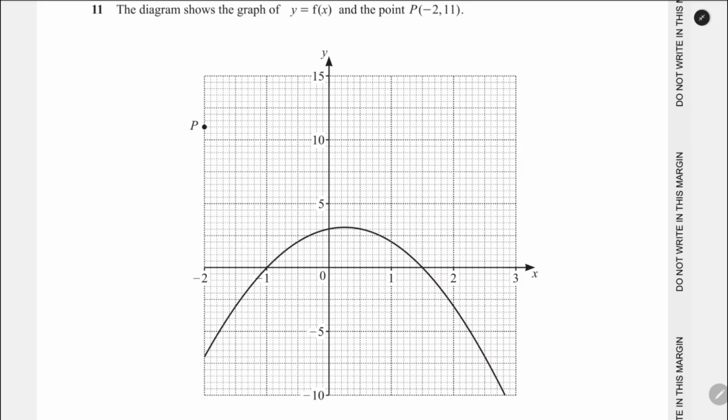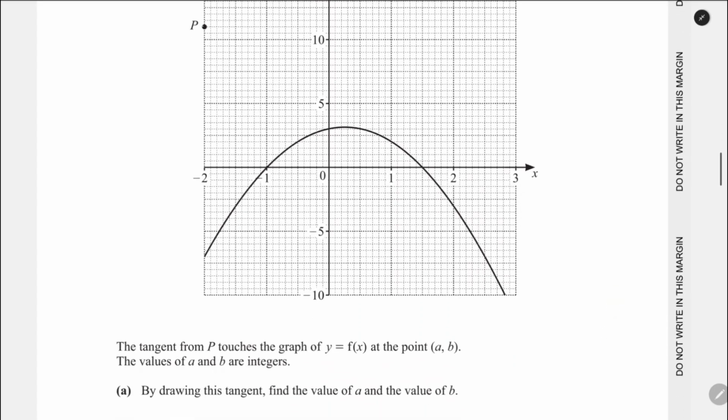Now, this question shows a diagram of y equals a function of x. They've plotted the graph already, and we have a point P being (-2, 11). That's point P right there. We're being told that the tangent from P touches the graph y equals f(x) at point (a, b). The values of a and b are integers. That's very important, so we need to unpack this. What's very important? The fact that they are integers.